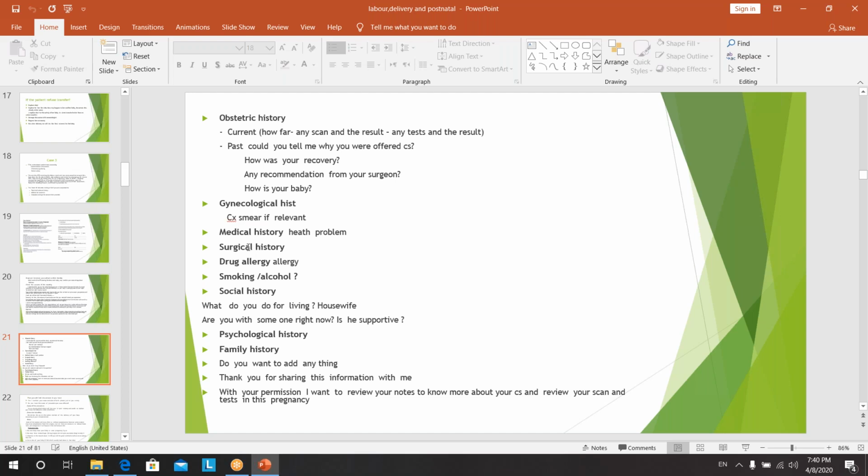Then go through her remaining history as you know: gynecological history, medical history, any allergies at all, any smoking, social support, and any family history. Thank you for sharing this information. With your permission, I wanted to review your notes. It is a very important point in this task to review the patient notes to know whether there is any concern in her cesarean section, any recommendation from her surgeon.